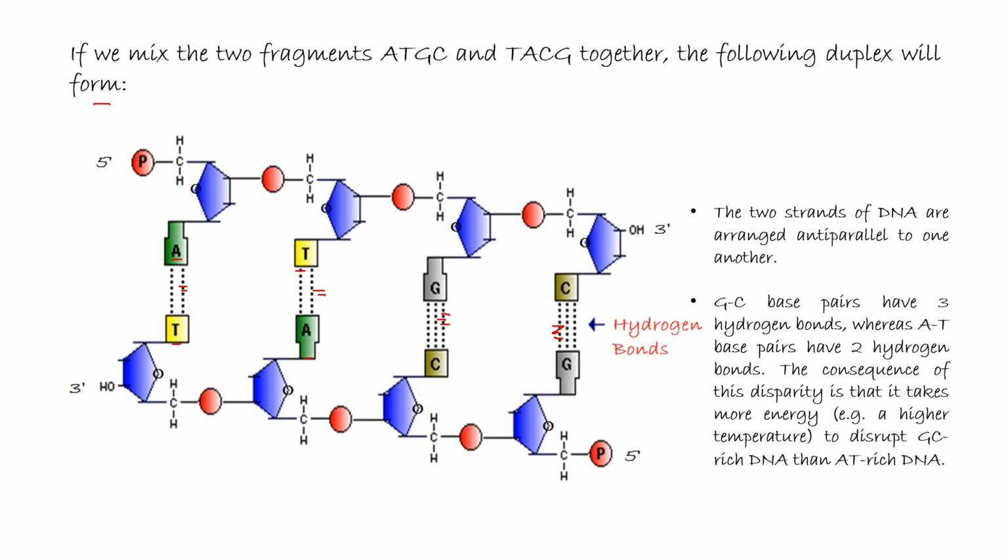So the 2 strands are arranged antiparallel, 5 prime to 3 prime. Here we have the 3 prime and 5 prime. So they are matching with one another through the hydrogen bonds. Again, the CG pair with 3 hydrogen bonds will be stronger and needs higher energy to unzip.